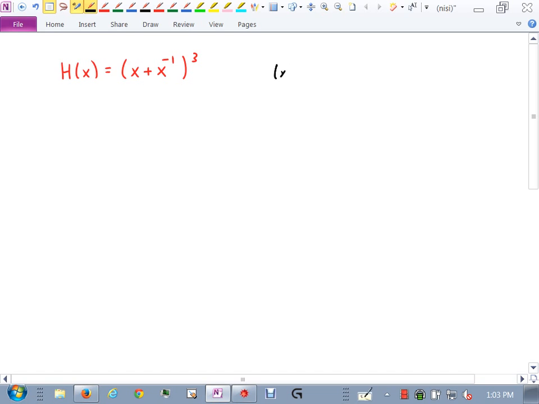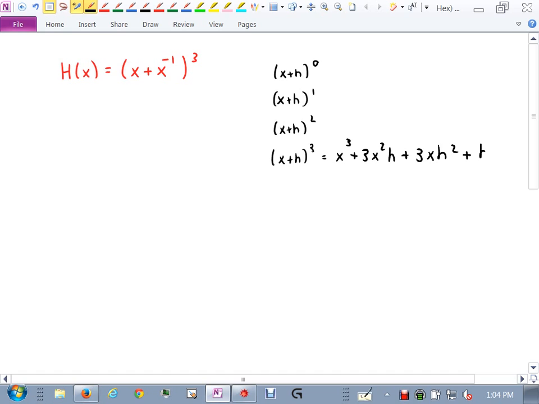We said x plus h to the 0, x plus h to the first. Remember this? X plus h squared, x plus h cubed. And when you do that one, you got x cubed plus 3x squared h plus 3xh squared plus h cubed. That's what you would get if we were trying to expand x plus h. But here for us, what's h? X to the negative 1. So if I replace all the h's with x's to the negative 1, I would get the same result.